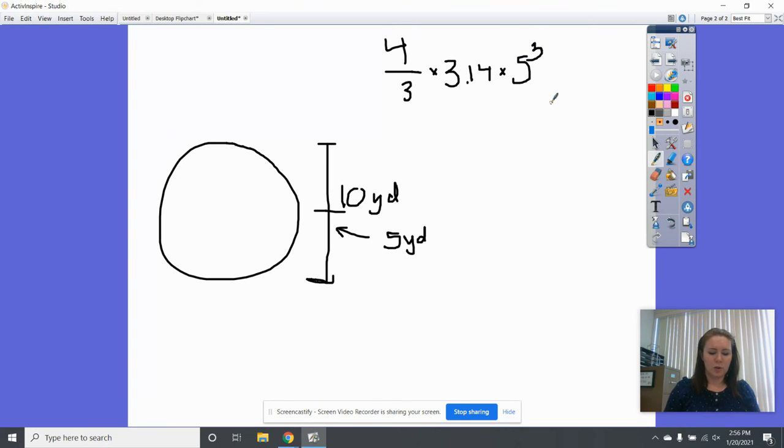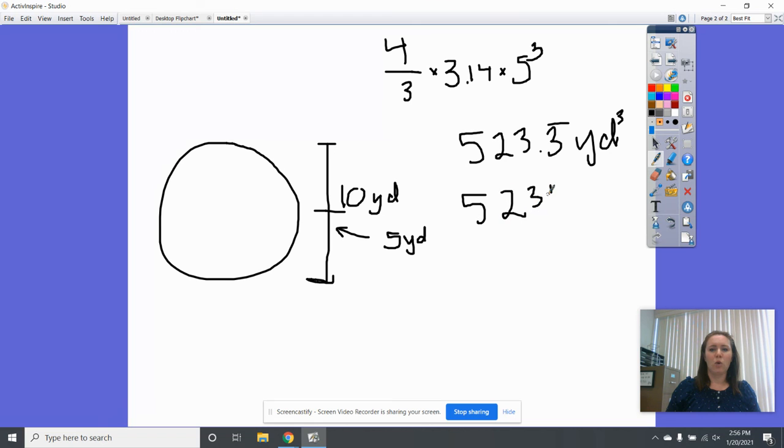So 4/3 times pi times 5 to the power of 3, or 5 cubed, and that equals 523.3, repeating, yards cubed. And read if it says round, so 0.33 would be rounding to the nearest hundredth, or as a fraction, 523 1/3 yards cubed. And that is finding the volume of a sphere.